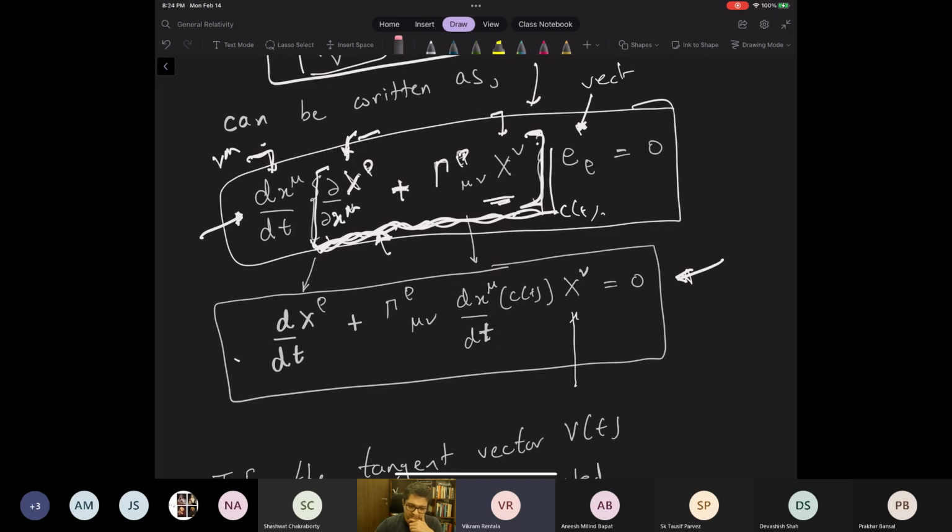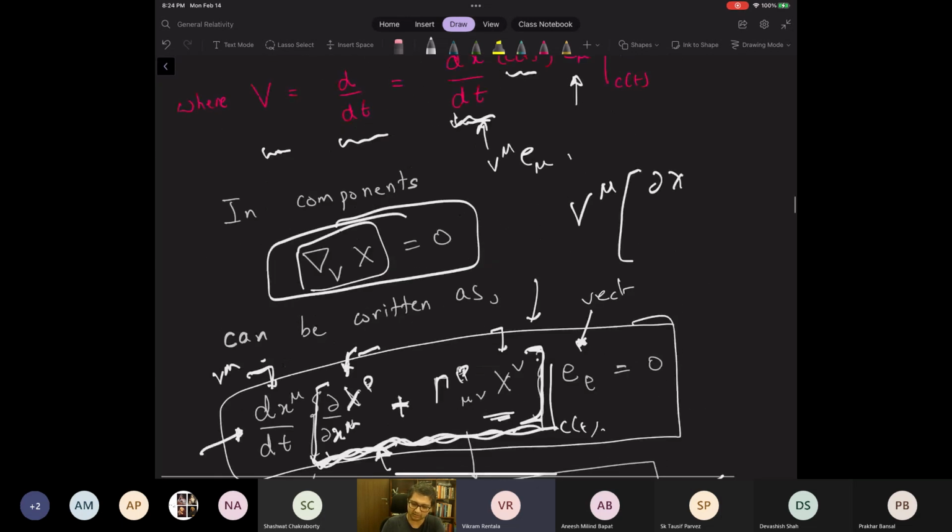Okay, so this is an equation. What is this equation? This is an equation that the components of x need to satisfy. They need to satisfy this in order for you to say that x is parallelly transported. If they don't satisfy this equation, then x is not parallelly transported.